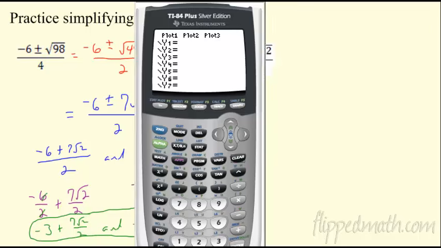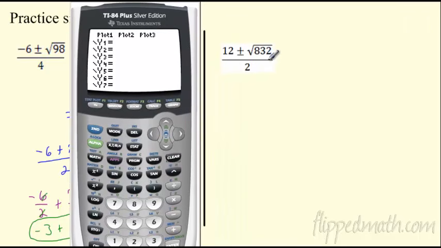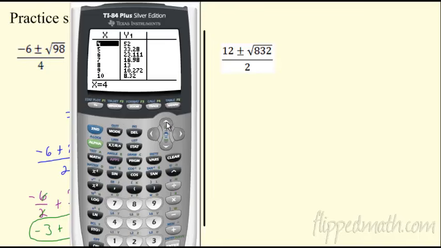Clear this out. If I'm thinking to myself, okay, I need to break down 832. I know 4 probably goes in there, but I need the biggest number. So remember that little shortcut? I said you could divide it by what? Divide it by x squared. These will be all the perfect squares that go in there. Then go check out your table.